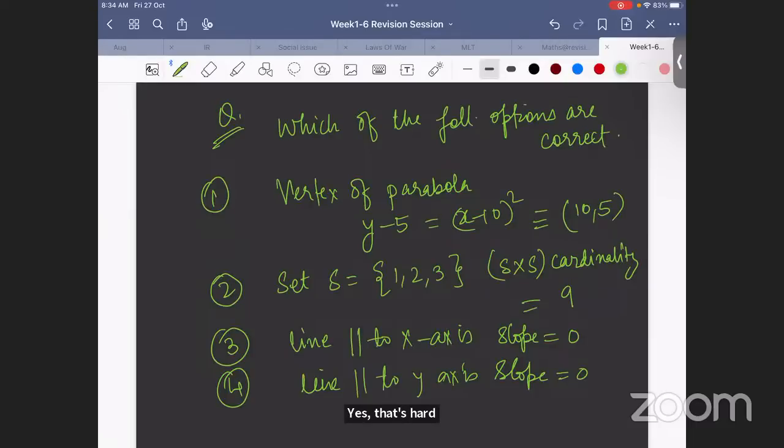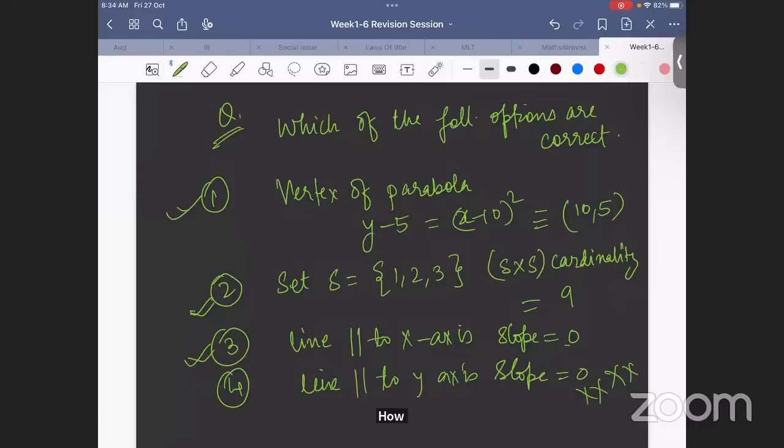So whoever has chosen 1, 2, 3, all of them are correct, sir. Any confusion in any of the options? Anybody has any confusion in any of the options? No, sir. The fourth option is correct. Option first, sir.